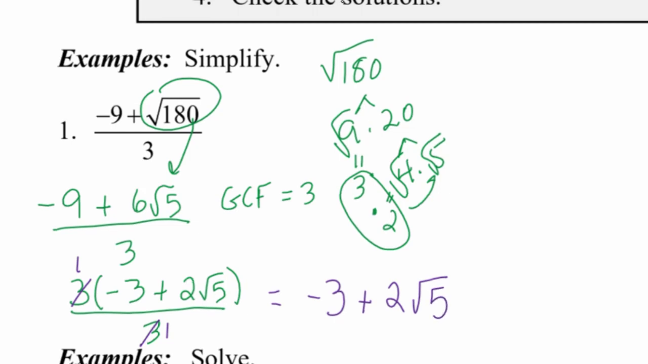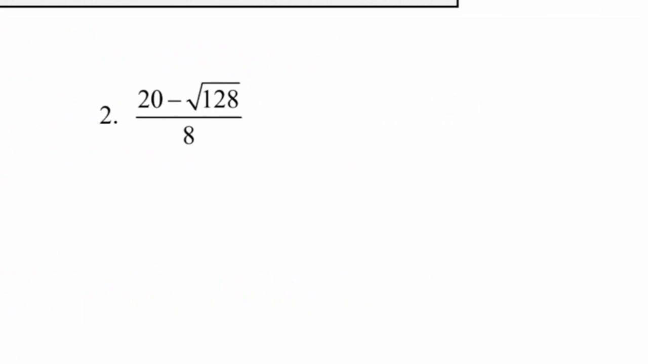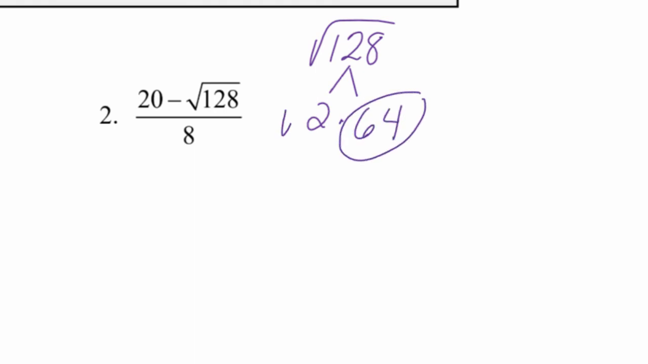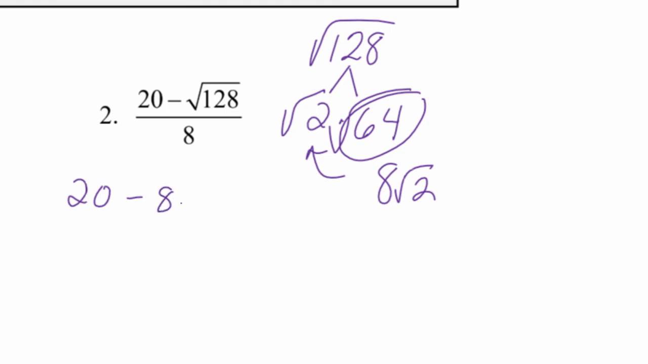Okay, number 2, we have another fraction that has a square root, a radical. We want to simplify. So square root of 128, that is 2 times 64. 64 is a perfect square, so we're going to take the square root of 64, which is 8, and then this extra square root of 2 is there. So we're going to rewrite this as 20 minus 8 square root of 2 all over 8, just like that.